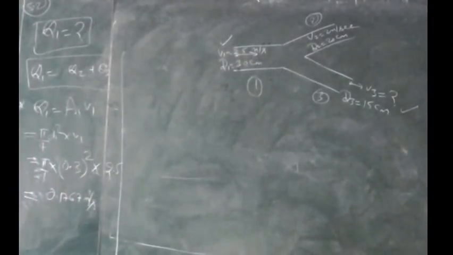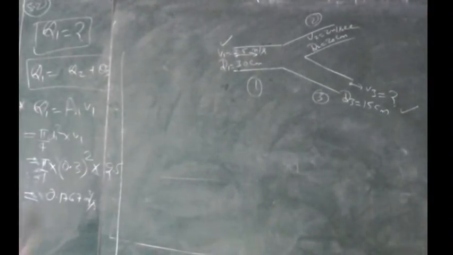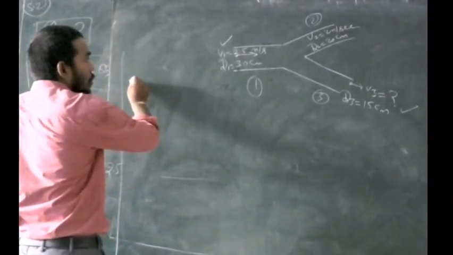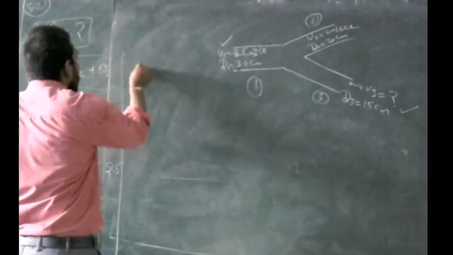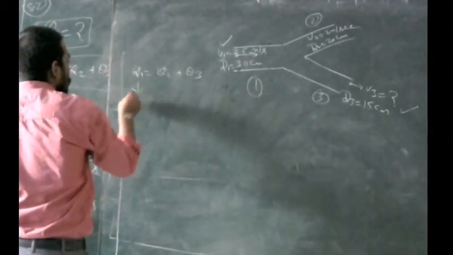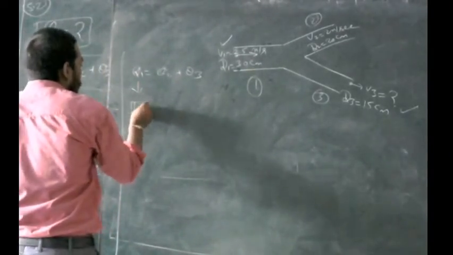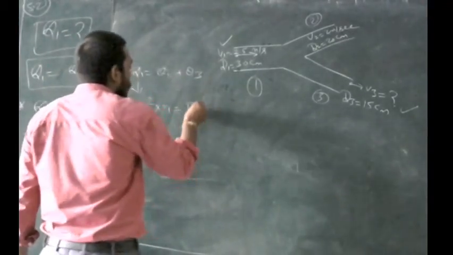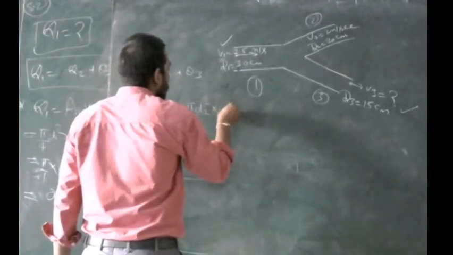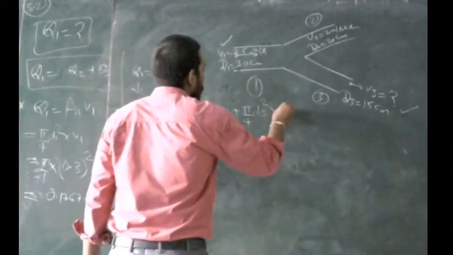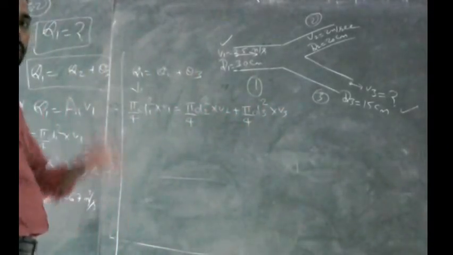Is that clear? Similarly, Q3. Here Q1 equals Q2 plus Q3. Q1 equals pi by 4 D1 square into V1, equal to pi by 4 D2 square into V2 plus pi by 4 D3 square into V3. Is that clear?